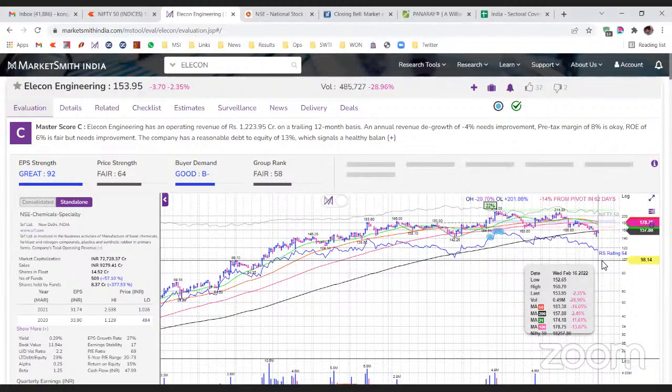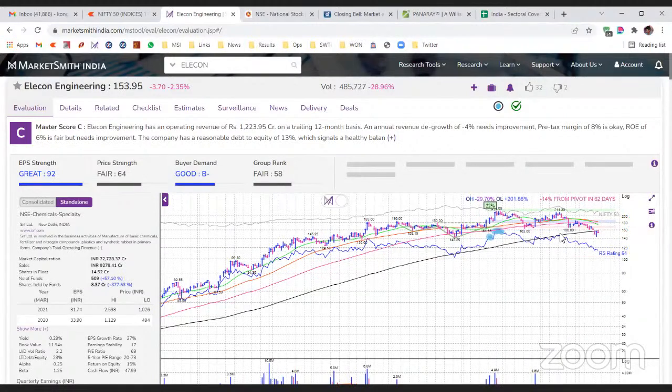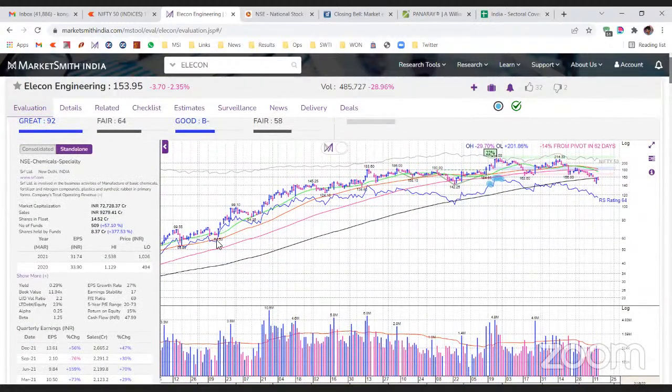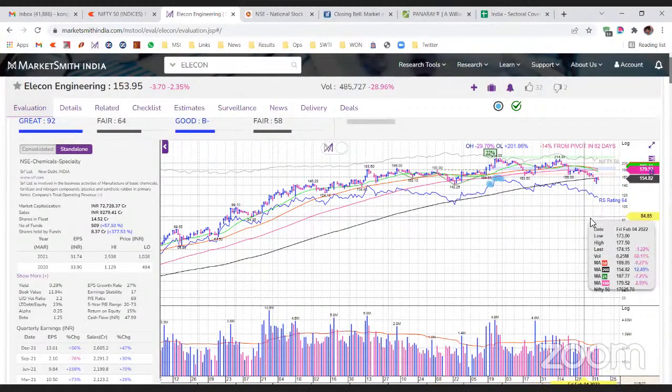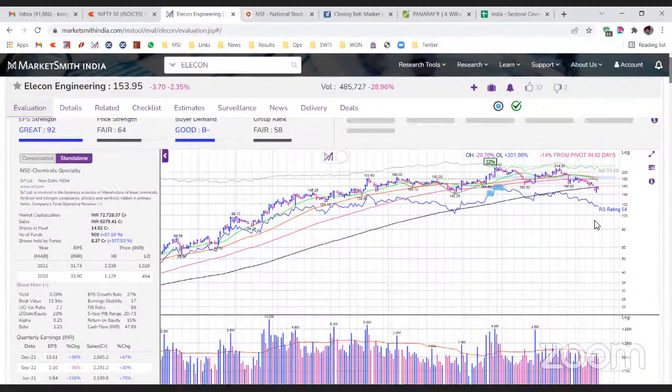Apart from the last couple of weeks, where the RS rating line has been trending down, the stock has been a major outperformer over the past 9 months. The EPS strength is strong, and even with the beating down, the price strength is still fair. But even with that fair price strength, you can see the stock is below the 200 DMA.